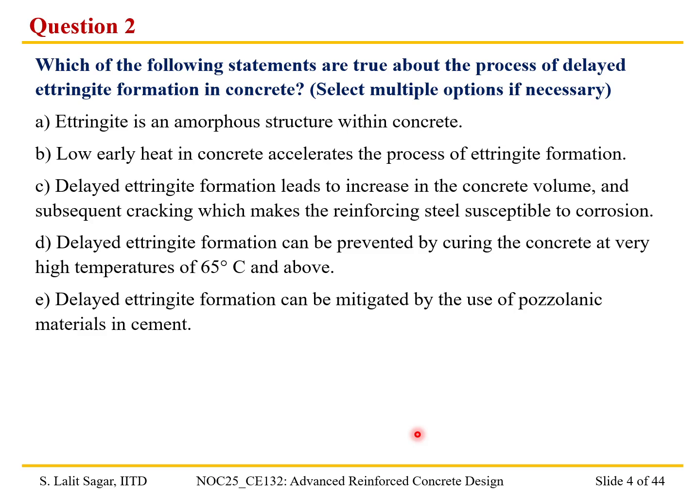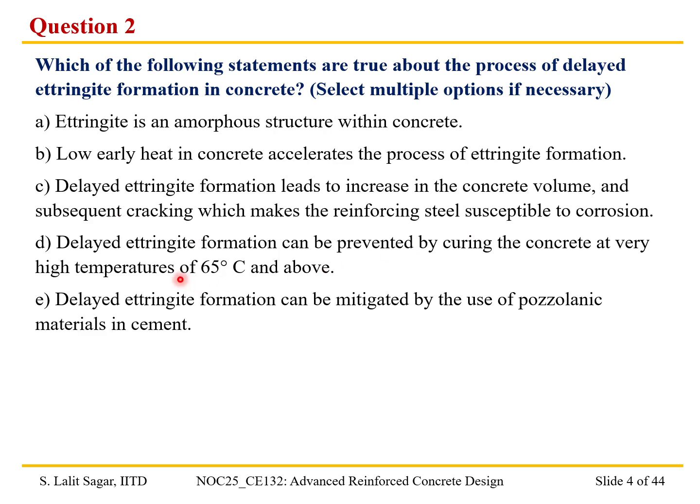Okay, so I'm going to read out the options. Ettringite is an amorphous structure within concrete. The second statement is low early heat in concrete accelerates the process of ettringite formation. The third statement is delayed ettringite formation leads to an increase in the concrete volume and subsequent cracking, which makes the reinforcing steel susceptible to corrosion.